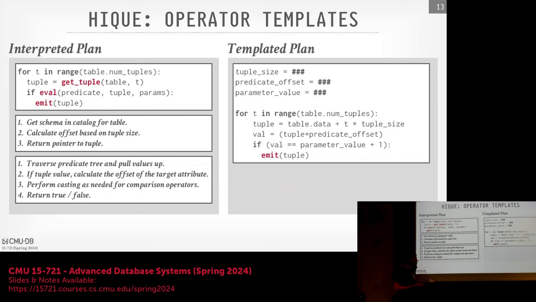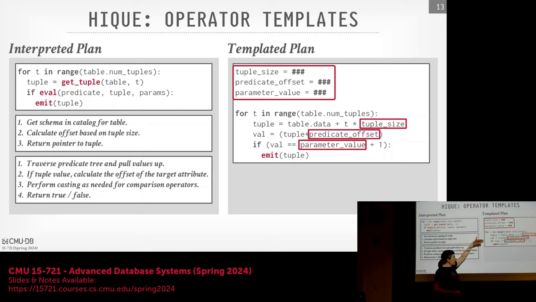So what Haiku would do is they'll generate sort of stubbed code like this, where you set up some parameters that are given to you when you invoke this. Think of this as a function for the query. And then within my for loop, I'm not doing any lookups to say what's the size of the tuple or where the offsets are. All that's baked into the code, like literally hard-coded values, right?